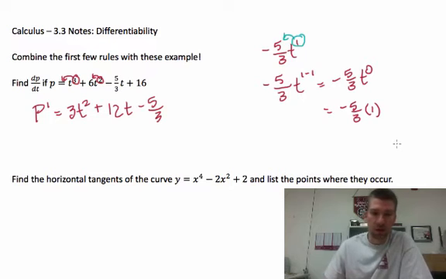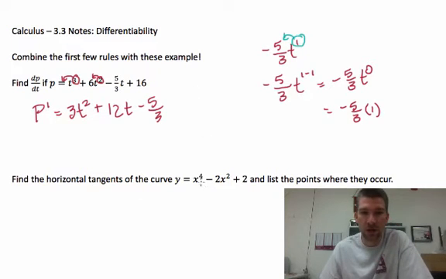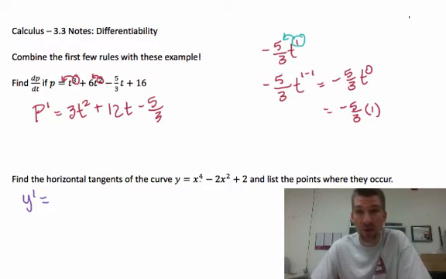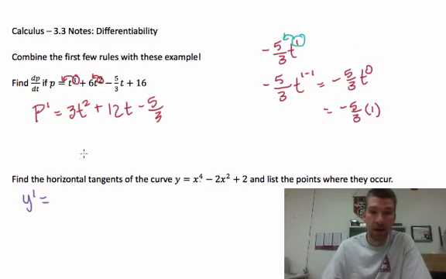Well, what about finding horizontal tangents on this curve down here, y equals x to the 4th minus 2x squared plus 2, and all the points where they occur? Now, this at first looks really daunting, but we just need to know what y prime is. Remember, if we can find a derivative, we can find an equation to find all the tangent lines, okay? And so what's my derivative for this? Well, 4 times 1, that's 4.